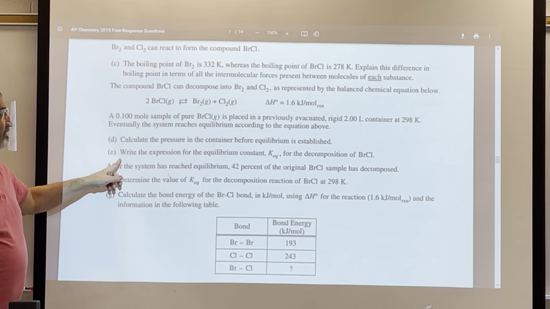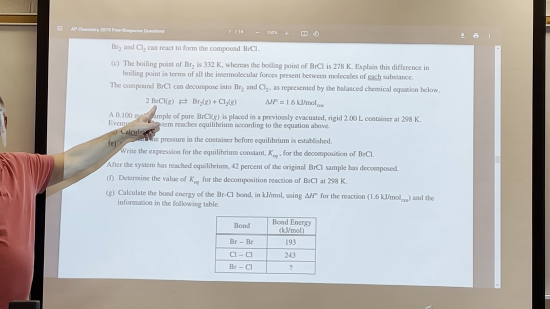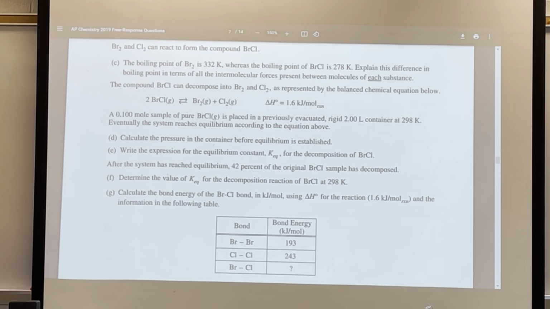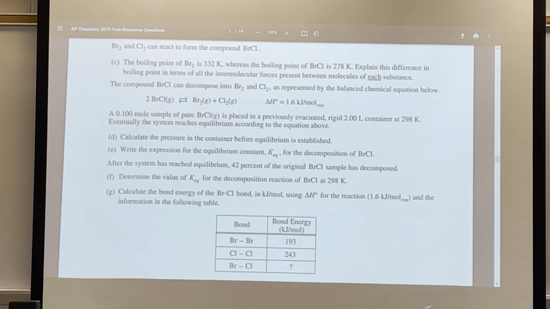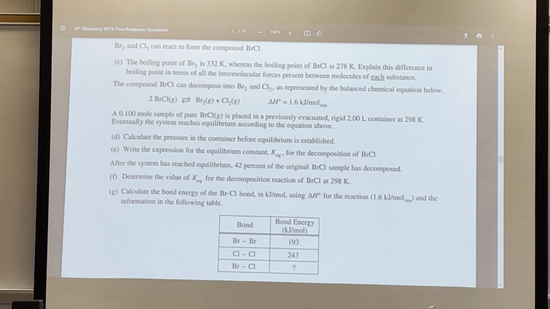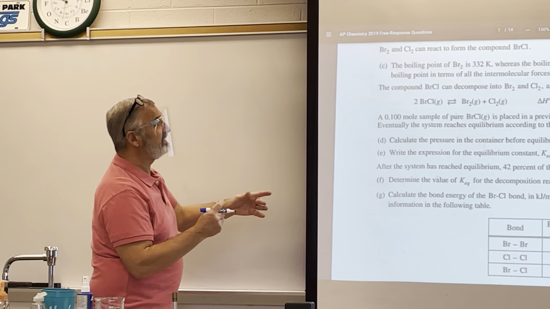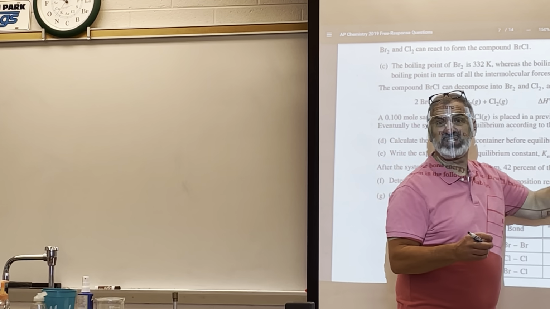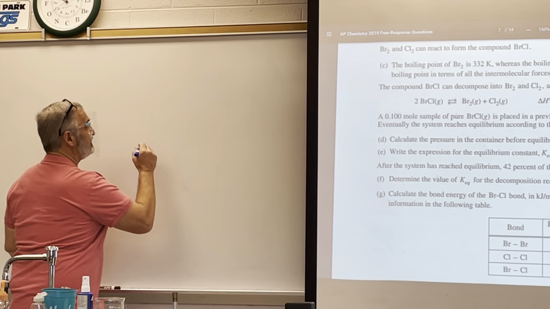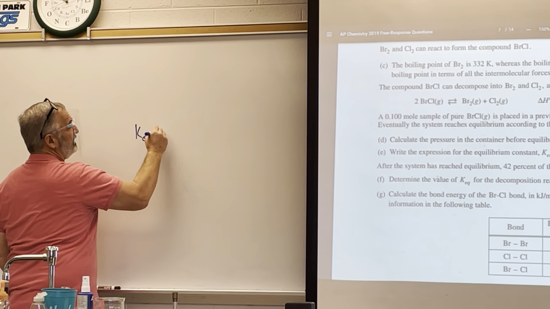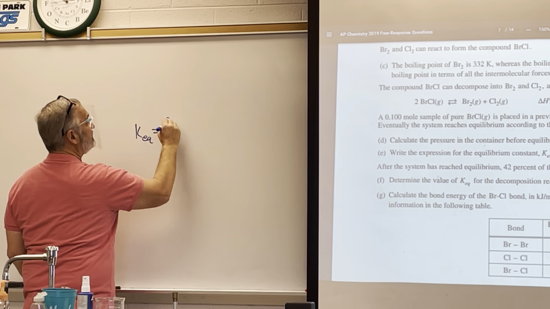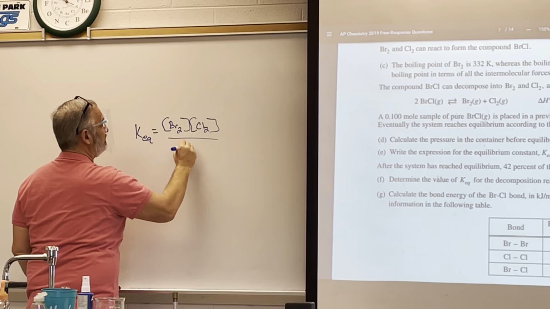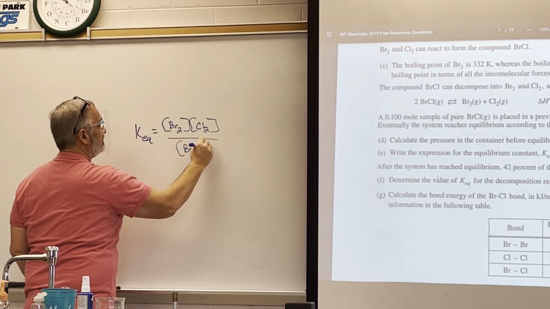Write the expression for the equilibrium decomposition. Well, we know how to write that, okay? So they said Keq, so it doesn't really matter whether it's Kc or Kp. Since they give us moles and liters, I would do it in terms of Kc. So I'd just say Keq is equal to the concentration of Br2 times Cl2 all over BrCl squared.